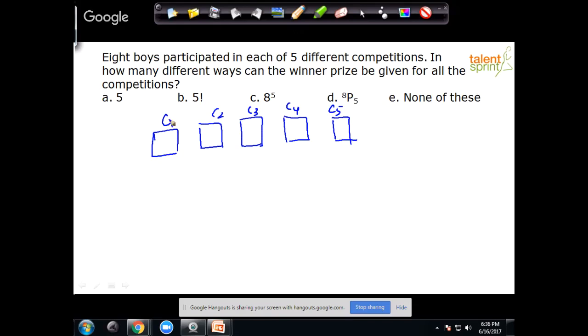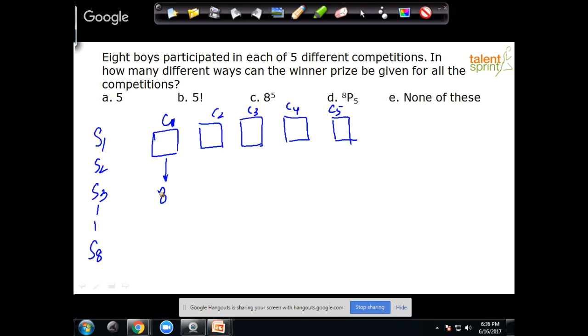Now, the first competition, in how many ways can the students win the first competition? It can be won in 8 ways, correct? See, the first competition can be won by any one of the 8 students. Let us say the students are S1, S2, S3, etc., S8. The first competition can be won by either S1 or S2 or S3 or S4 or S8. Totally, any one of the 8 people can win the first competition. So I can say that the first competition can be won in 8 ways.